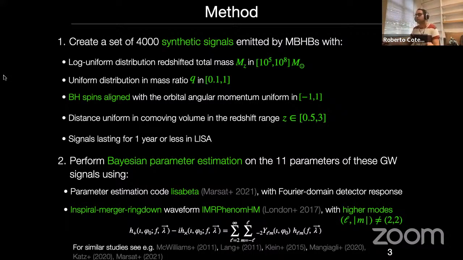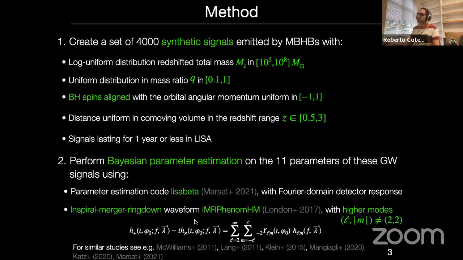Using this population, we perform Bayesian parameter estimation on all the 11 parameters of the gravitational wave signal using the code LISABeta that Sylvain described in his presentation before. And we also use the inspiral-merger-ringdown waveform model IMRPhenomHM, that includes the higher modes.